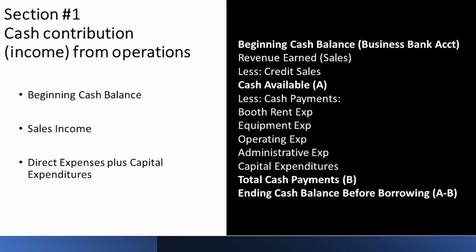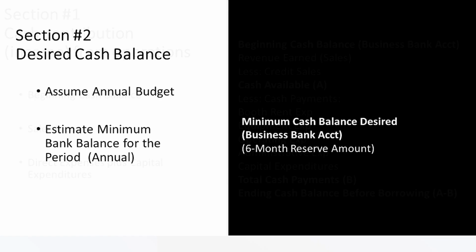Now, taking a look at section number 2, entitled Desired Cash Balance. Two things we're looking at here. We want to assume a number for the cash balance. And we also are going to apply any of the other assumptions that we want to make about that number. In this case, this is going to be the cash that we're going to have in our bank account at the end of the year. It's going to be our minimum cash balance.